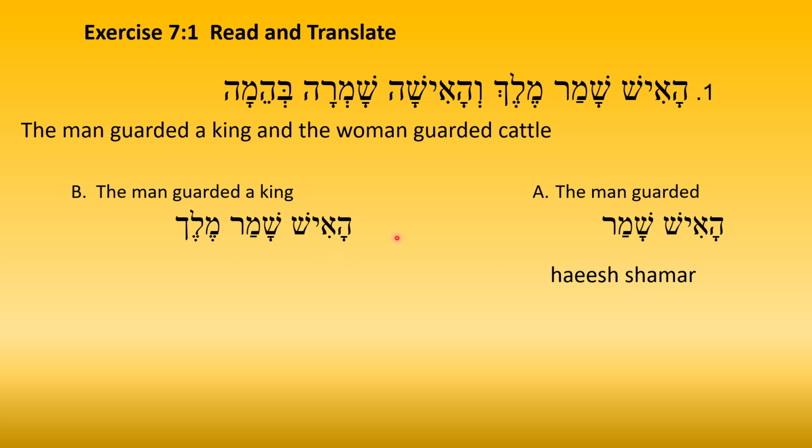The next sentence: the man guarded a king. You're looking at your original, the man guarded a king. Wow, that's word for word. All you're doing is taking it word for word. Ha'ish shamar melech. That's it. Copy and paste.